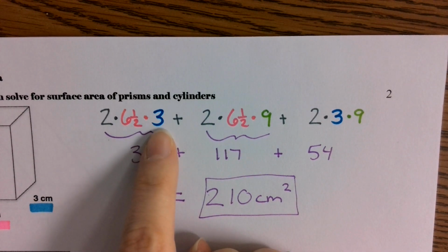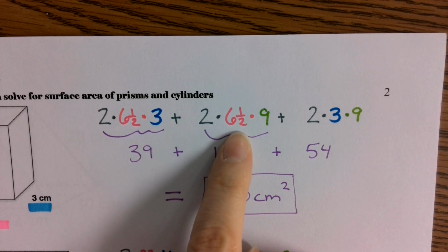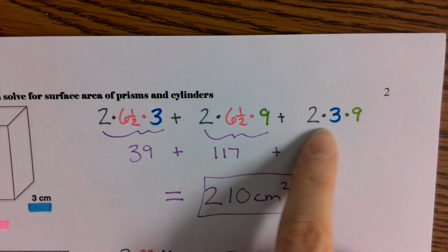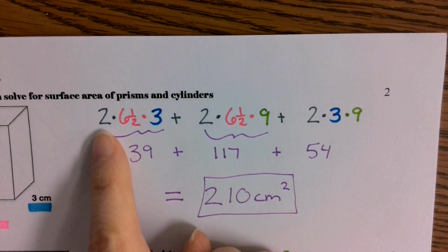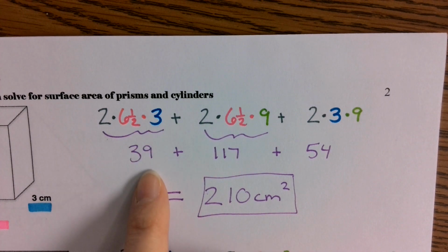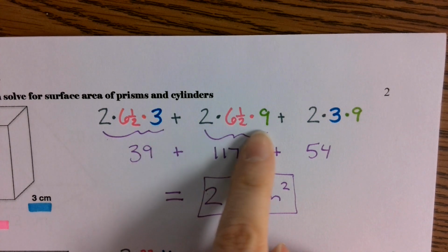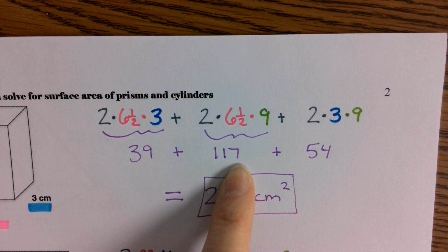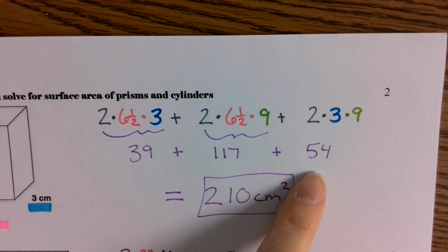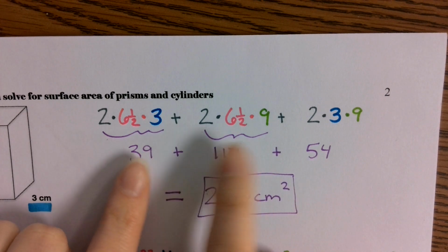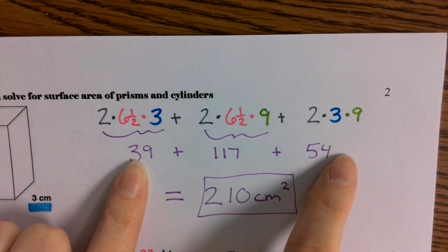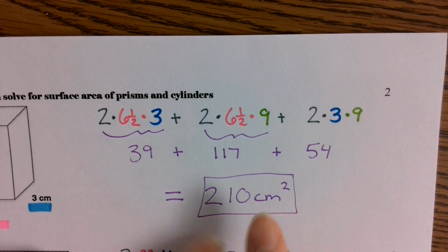2 times my length times my width, plus 2 times the length times my height, plus 2 times the width times my height. So if I do 2 times 6.5 times 3, I get 39. 2 times 6.5 times 9 gives me 117. And then 2 times 3 times 9 gives me 54. Okay, so you should at least have those values, 39, 117, and 54. When you add them together, you get 210, again, centimeters squared.